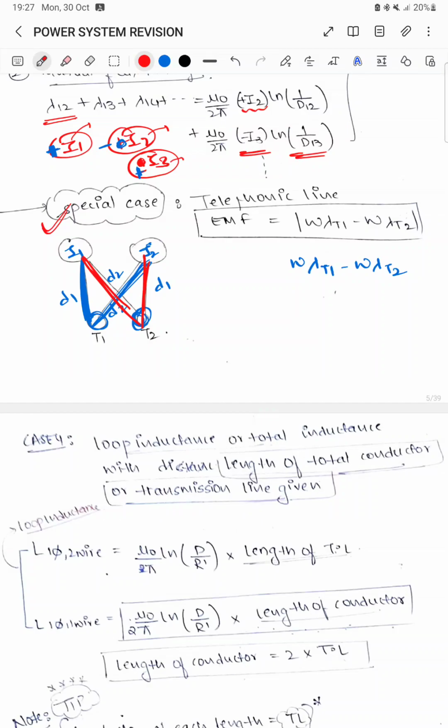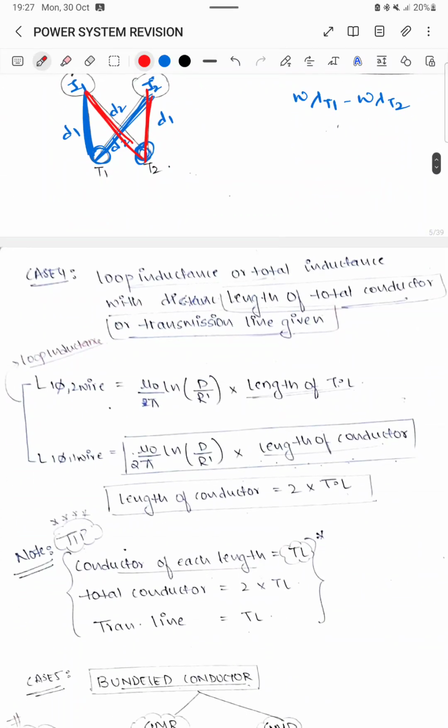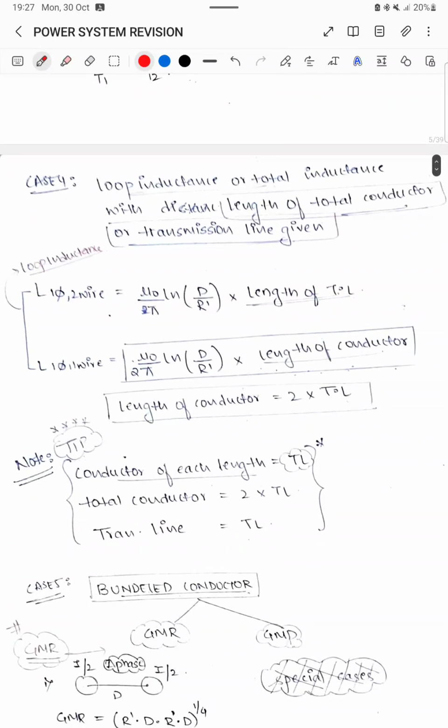Now there is one of the confusions in loop inductance, so we will look into that. Loop inductance is again the same. The current is going in and coming outside. So loop inductance would be what? Obviously twice the individual inductances.